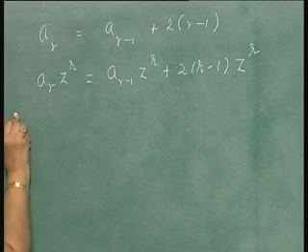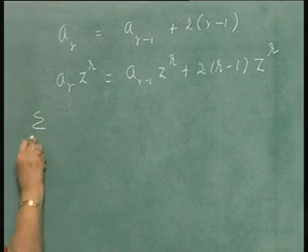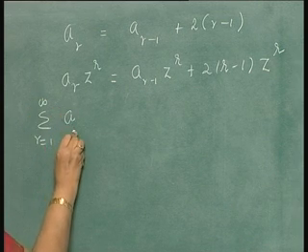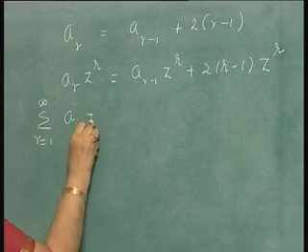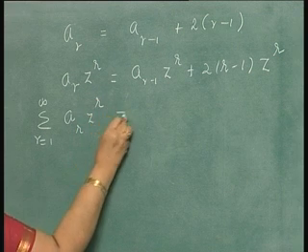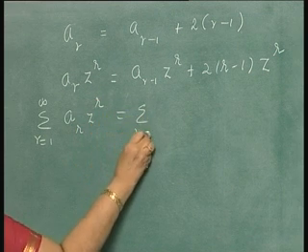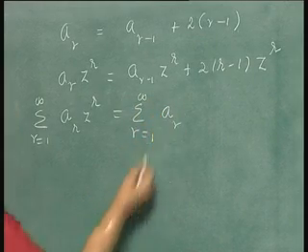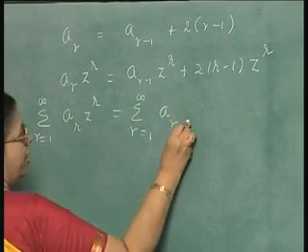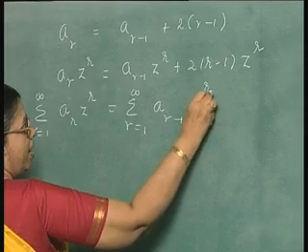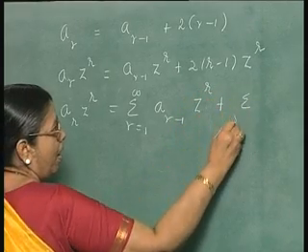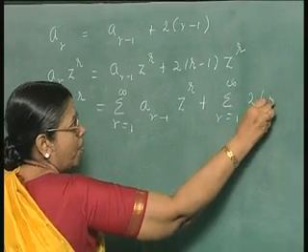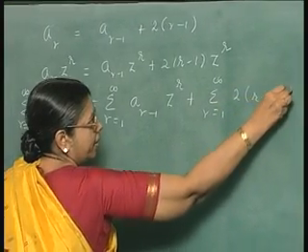Sum from r is equal to 1 to infinity. So, sigma r is equal to 1 to infinity a_r z^r equals sigma r is equal to 1 to infinity a_(r-1) z^r plus sigma r is equal to 1 to infinity 2 into (r-1) into z^r.